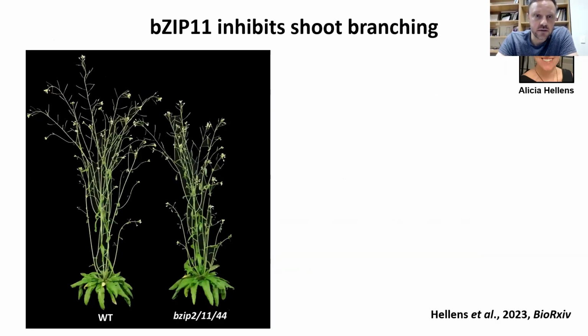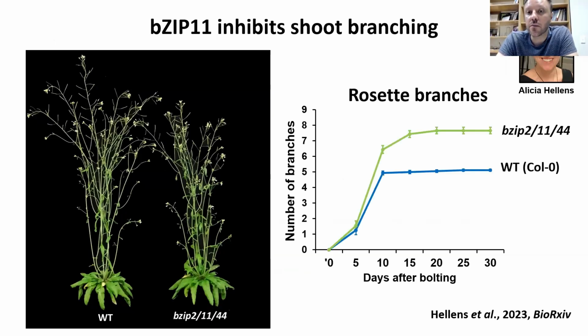To test this, we generated a triple BZP11 mutant. BZP11 has 2 very close homologs, BZP2 and BZP44, so we used a triple knockout. As you can see in this picture, compared to the wild type, the plant is quite similar, except that it flowers slightly later, but also produces more rosette branches compared to the wild type, further supporting that BZP11 is involved in shoot branching.